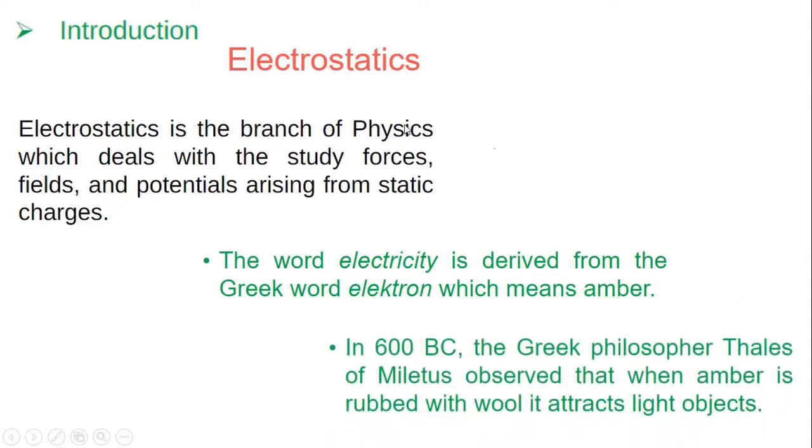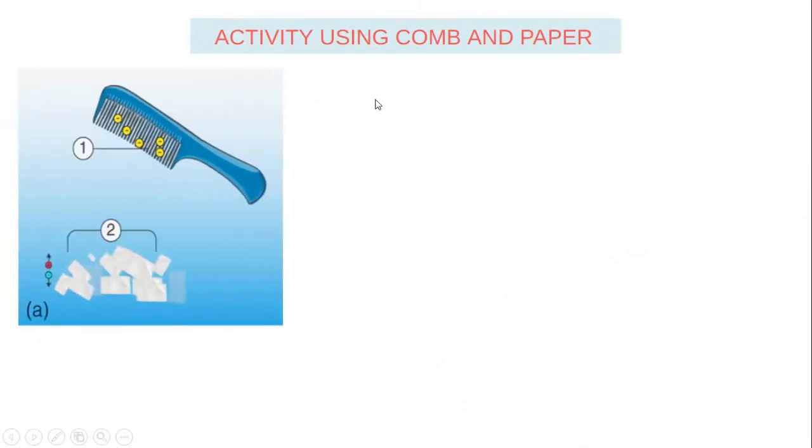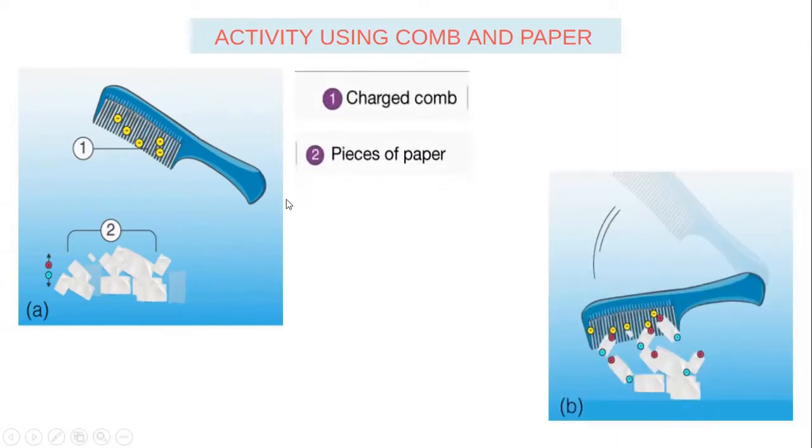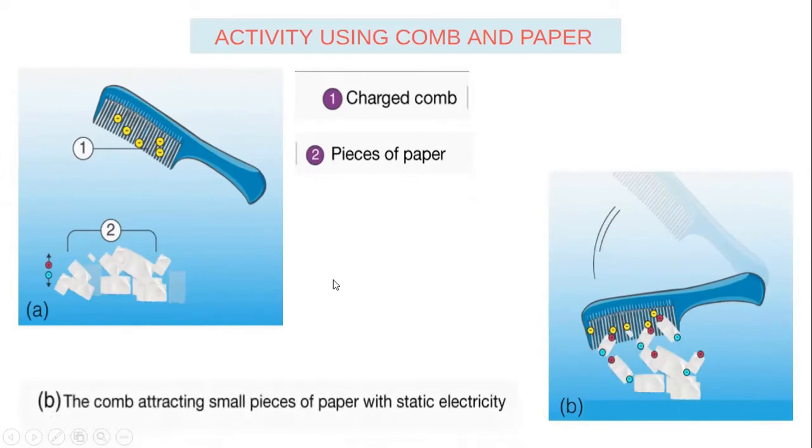The word electricity is derived from the Greek word electron, which means amber. First of all, electrostatics was observed by the Greek philosopher Thales of Miletus, when he observed that amber rubbed with wool attracts light objects. We have one activity using a comb and paper to show how electrostatics was observed. We have a charged comb and pieces of paper. When this charged comb is brought near the pieces of paper, the pieces of paper get attracted towards the comb. It is just because of static electricity.